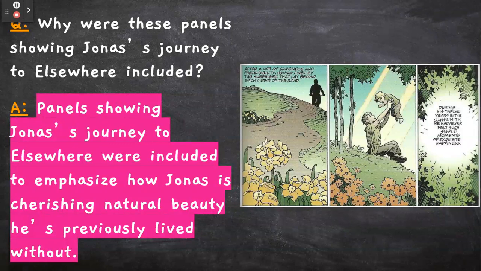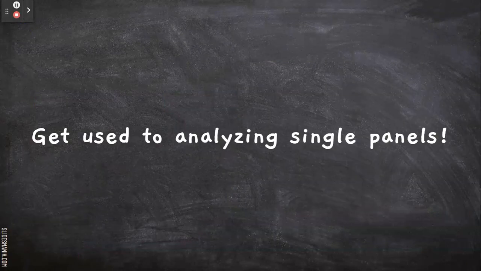Now, the artist made a bunch of choices. He didn't need to make it sunny. It could have been cloudy and overcast. He didn't need to make Jonas hoisting up Gabriel. They could have just been sitting beside each other. We ask ourselves why. I think this moment, these images are included to emphasize how Jonas is cherishing the natural beauty around him that he's previously lived without.